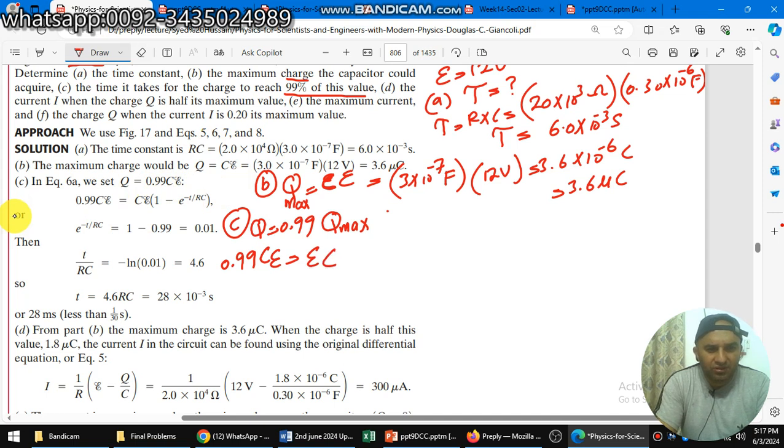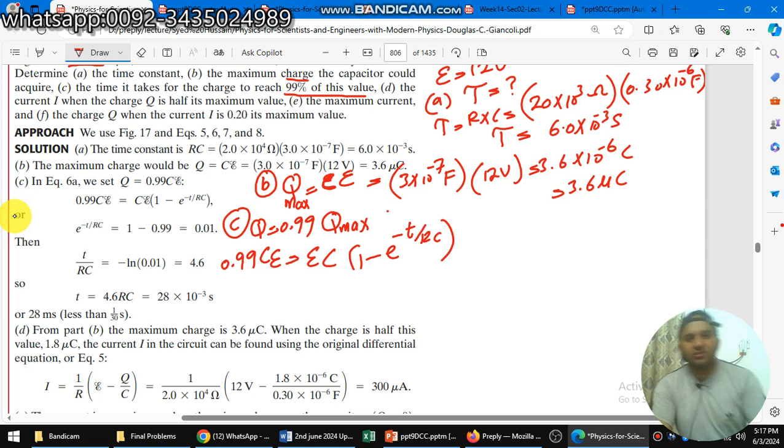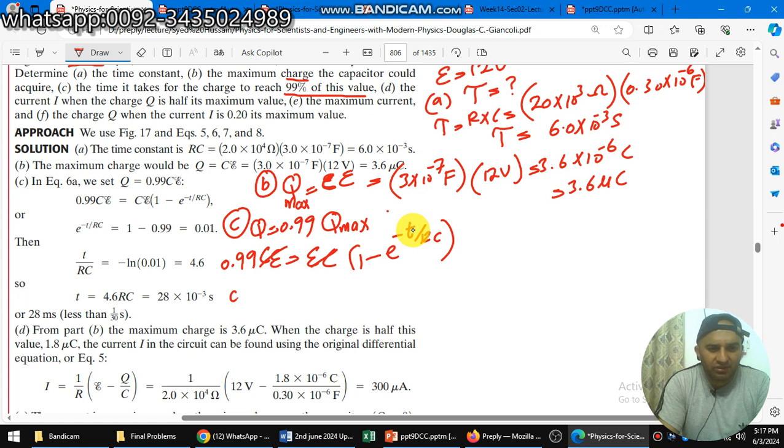We know that the formula for the charge is Q equal to EC times 1 minus e to the power minus t over RC, and the charge Q is equal to 0.99 CE. If we compare these two equations, we get 0.99 CE is equal to EC times 1 minus e to the power minus t over RC. Okay, CE will be cancelled, so we are left with 0.99 is equal to 1 minus e to the power minus t over RC.